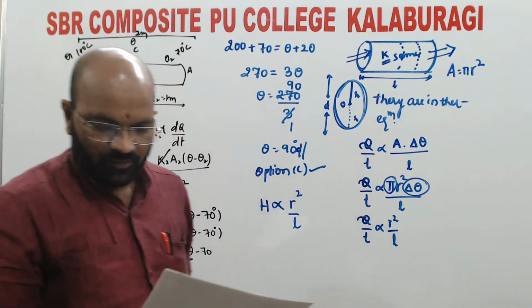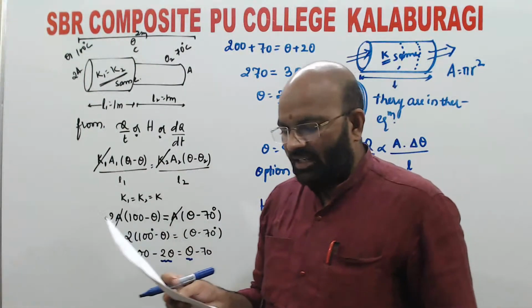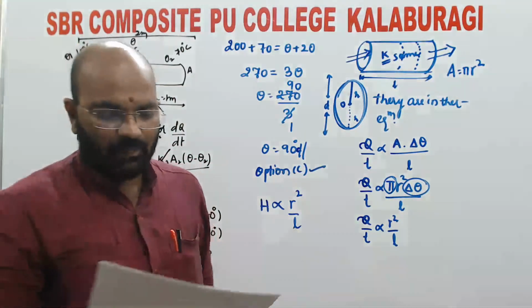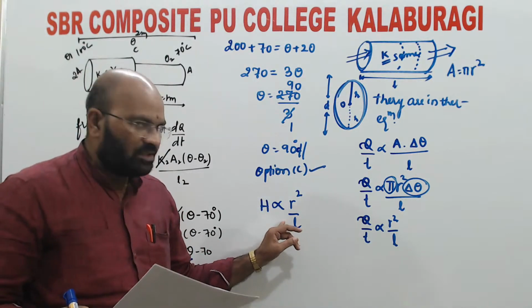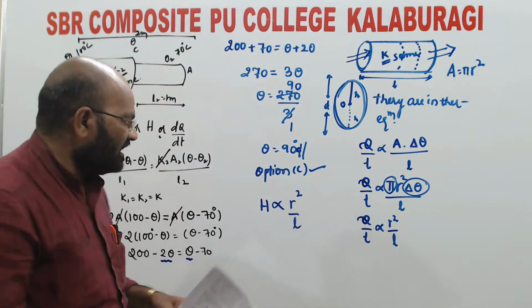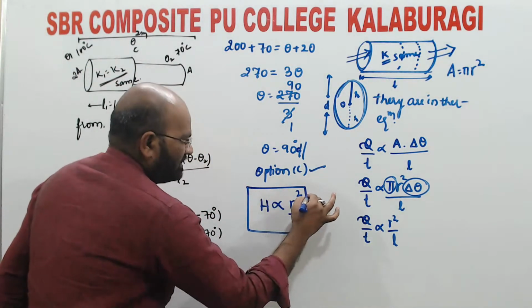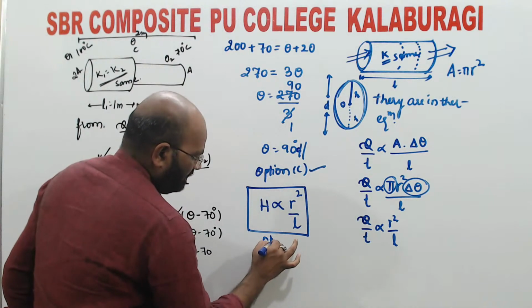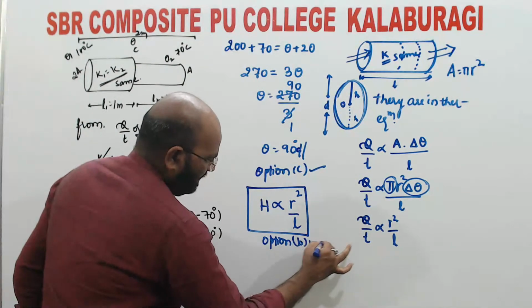Now see the question. R is equal to 2 times R naught, and the length decreases to the initial length, they are talking about that. Using this relation, you can come to know that option number 2 is the right answer. Option number 2 is the correct one.